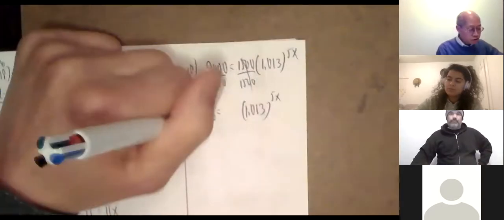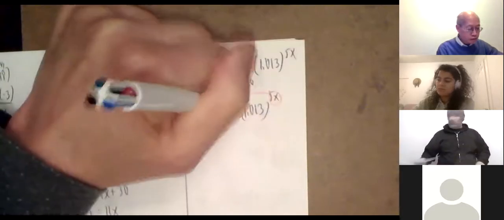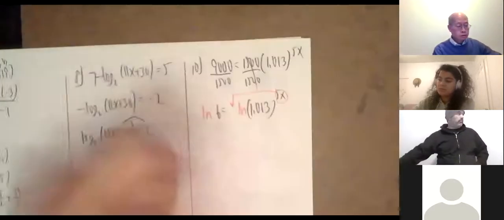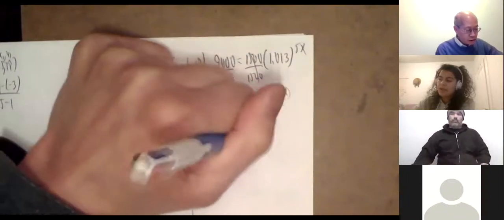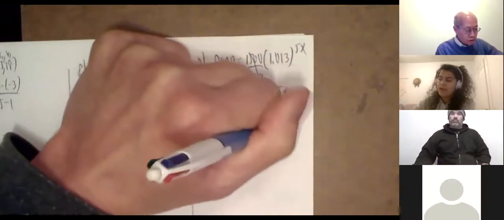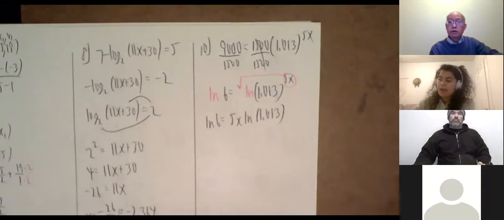Then take the natural log of both sides, ln. Once you do that, the 5x gets to come down in front. ln 6 equals 5x ln 1.013. And then to solve for x, just divide by 5 ln 1.013.